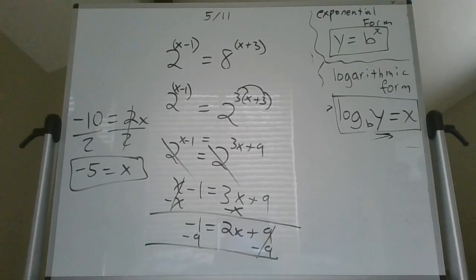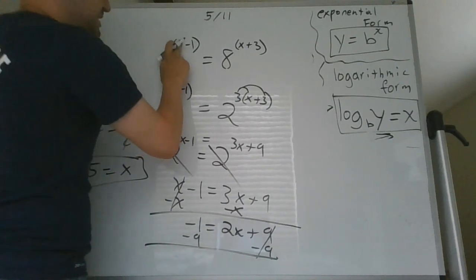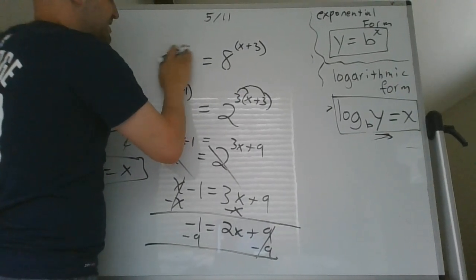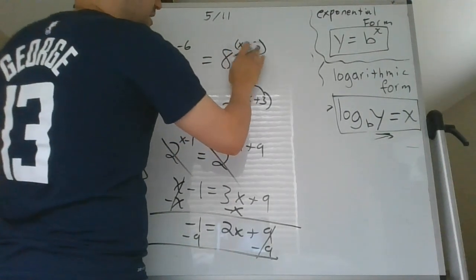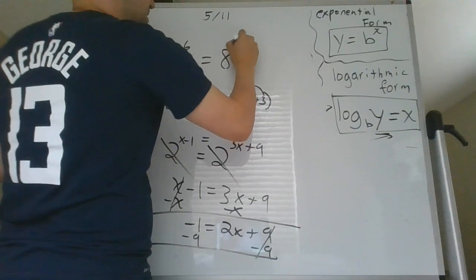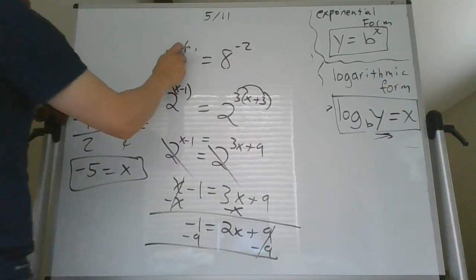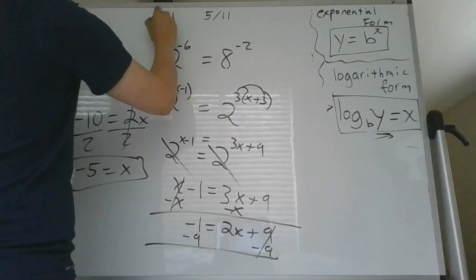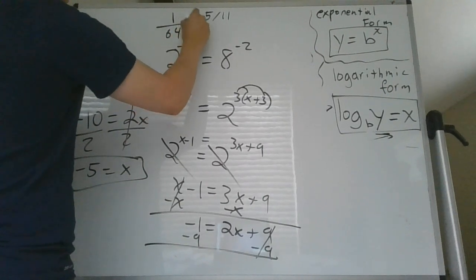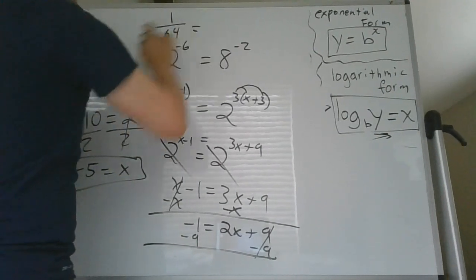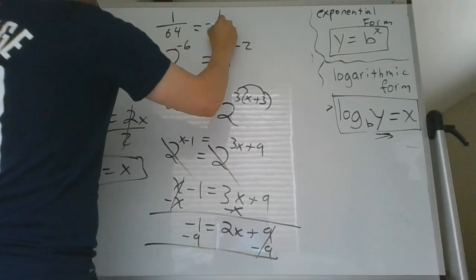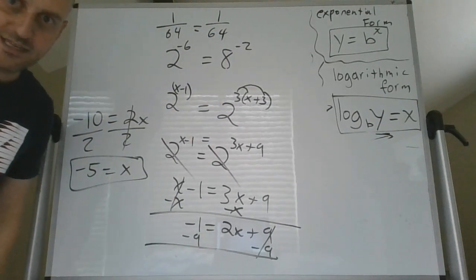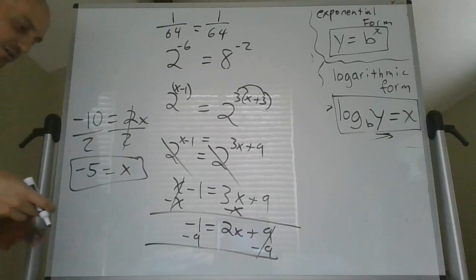Now, if you don't believe me, we can plug this in and figure it out. If x is negative 5, I get negative 6 here, and negative 2 here. 2 to the power of negative 6 is 1 over 64. Yes, it is. 8 to the power of negative 2 is, would you look at that, 1 over 64. It works. So we have gone over that.